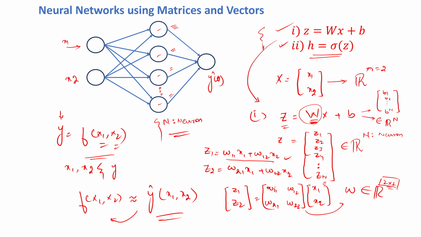So that's why this was a square matrix. Actually, what happens is that W has a dimension of N cross small n, right? So this represents neurons, this represents number of inputs. So for this case, let's say we have 4 neurons. So W will be 4 cross 2 because 4 neurons, 2 inputs.